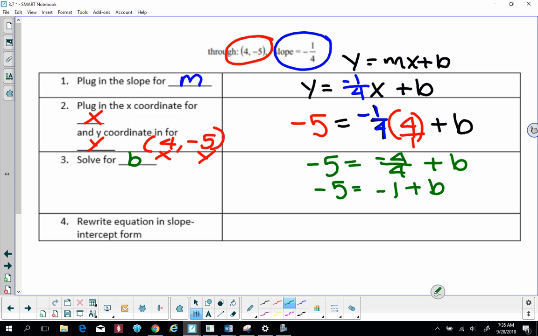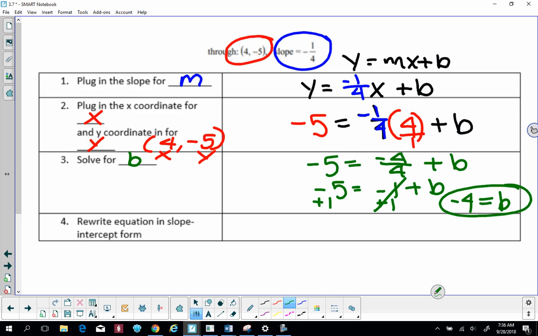Now all I'm doing is solving for b. How do I get that 1 to the other side? I add, right? And so you end up getting b, I'm going to write it right here, equals, what's negative 5 plus 1? Negative 4. So you just add. Multiply across? Yeah, if you're doing it by hand, you could just multiply across. If you're doing it in your calculator, you can do it exactly how you did.